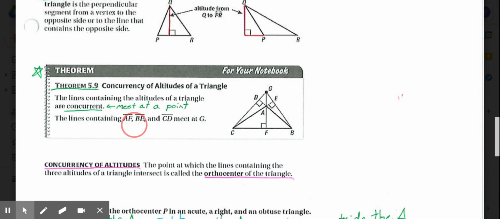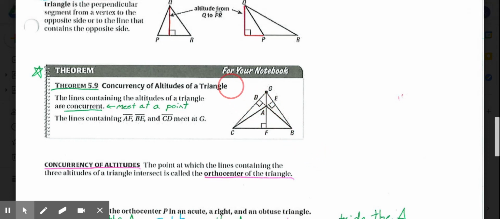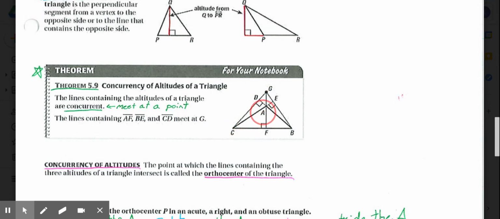Definitely labeled wrong. That should be, if we're labeling these as altitudes, it would be GF, BD, and it would be CE. So their point labeling here was wrong. It should go GF, because that altitude goes from G down to F. It should go B to D, that altitude goes B all the way to D, and then C to E, and those all meet at point A here.